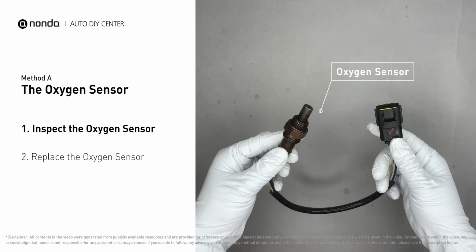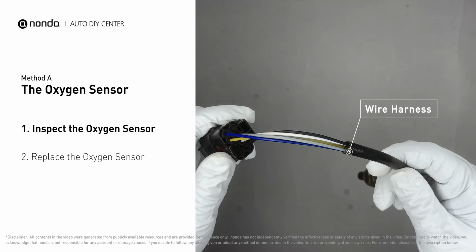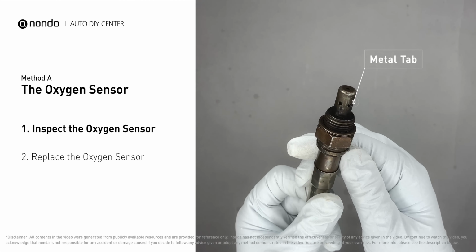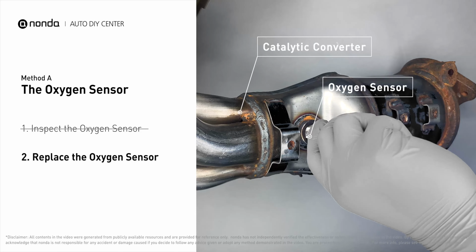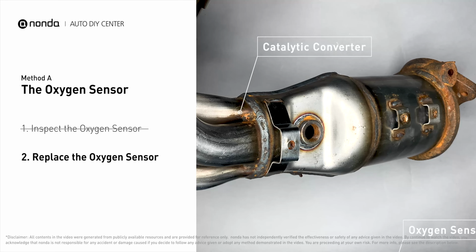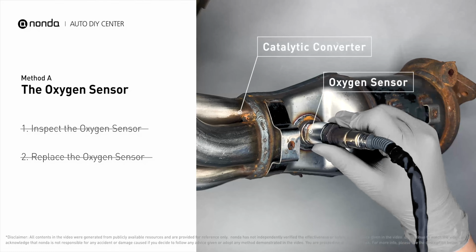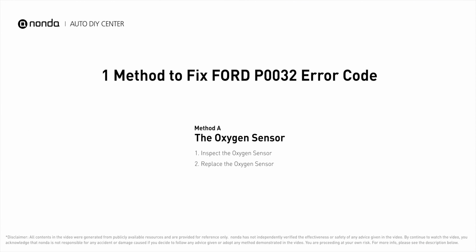Visually check the oxygen sensor's electrical connections, wire harness, and metal tabs for any damages. If damages are found, then replace the oxygen sensor. If there is no damage found on the oxygen sensor, you would need to take your car to consult professional mechanics. So here are one of the most practical solutions to fix Ford's P0032 error code.